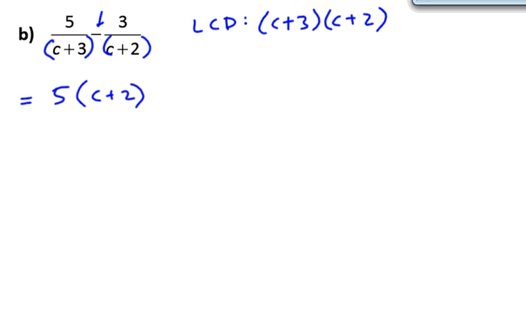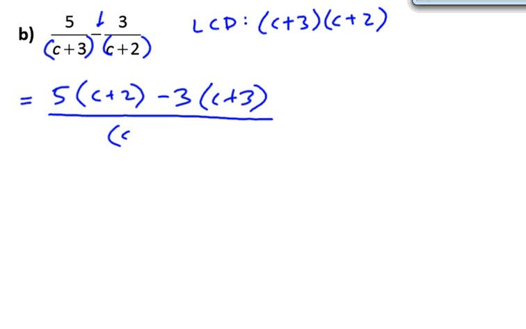Now notice I have a subtraction, so I'm going to put that minus with the 3, and the 3 is over c plus 2, which needs the c plus 3 factor. So I'm going to multiply that one by c plus 3. I like that. It kind of simplifies things, so you don't have to write quite as much. And now my denominator is just c plus 3 times c plus 2.